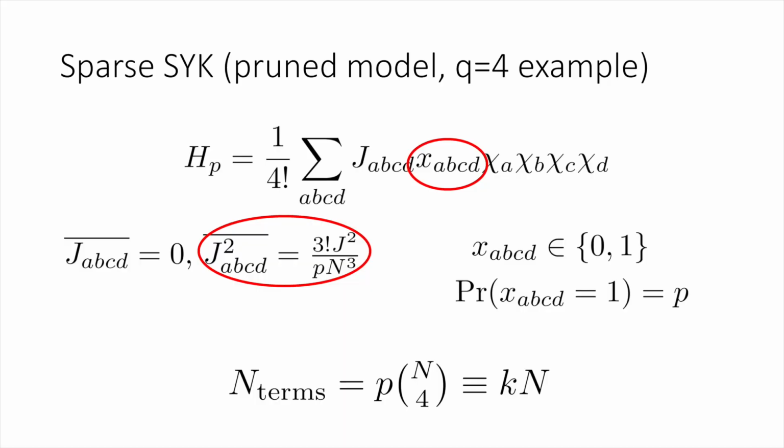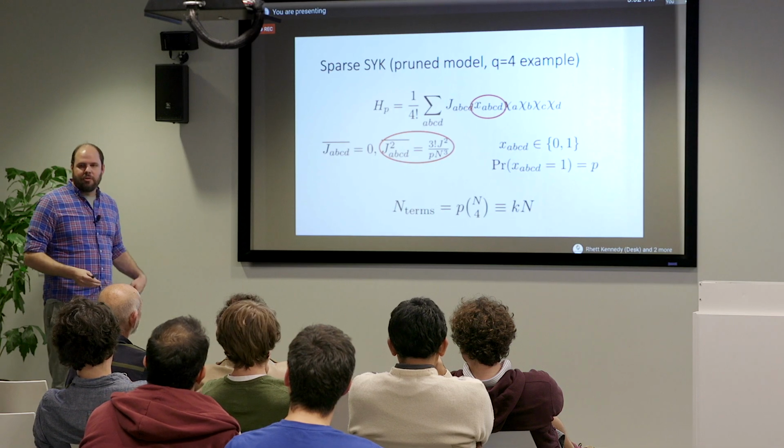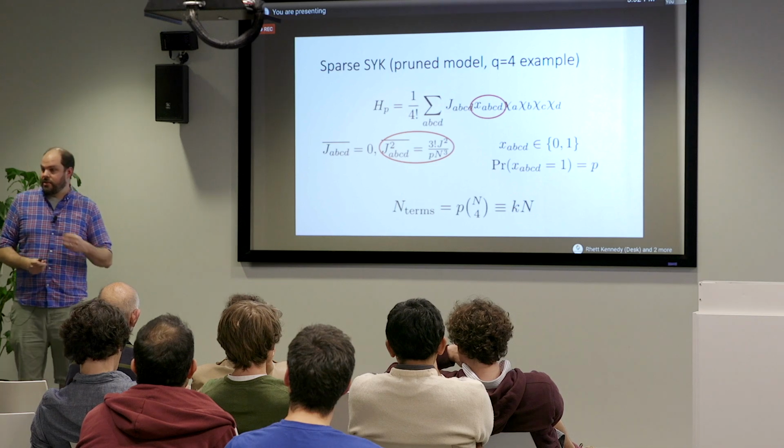Here's the basic idea. It's very simple. Let's just take SYK, where all the things talk to each other, and just start deleting some of those interactions, right? We just delete, we prune, remove them. So we introduce a new variable here, and this variable can be either 0 or 1, and it's 1 with some probability p. So 1 minus p is the probability that I delete one of these things.